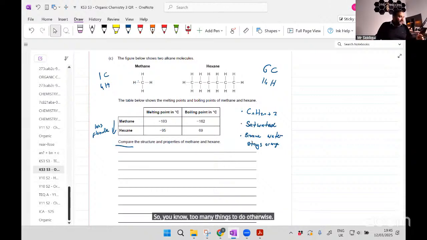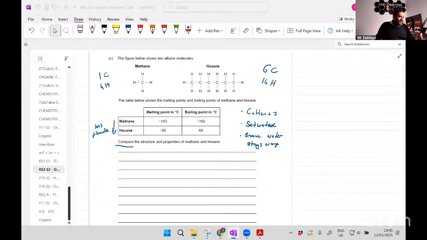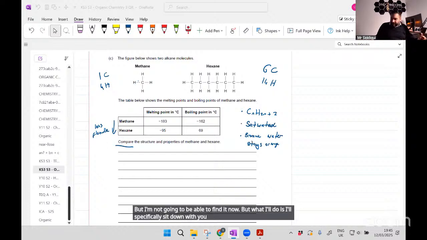Right, let's see what else I need to do. Safa, you've asked about chemical cells and fuels. I believe I did some of this in one of these not that long ago, but I'm not going to be able to find it now. What I'll do is I'll specifically sit down with you on Saturday and do some of the chemical fuel cells stuff. I won't get to it now, I don't think.